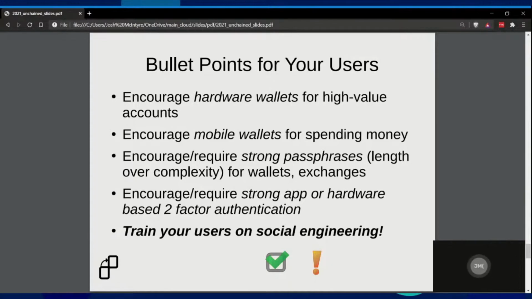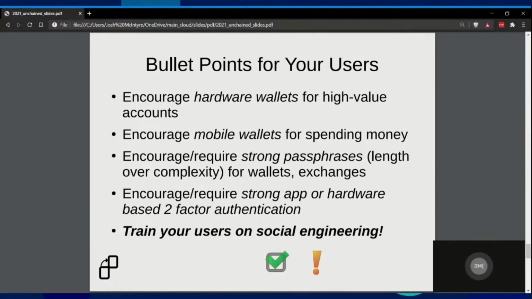Encourage and require strong passphrases, length over complexity, for wallets and exchanges. Don't enforce a password policy for your web wallet or your exchange that means the user is going to end up with a short and less memorable password with a bunch of numbers and symbols in it, right? Encourage longer passphrases instead. Encourage a minimum of 12 or 14 or even 16 characters.